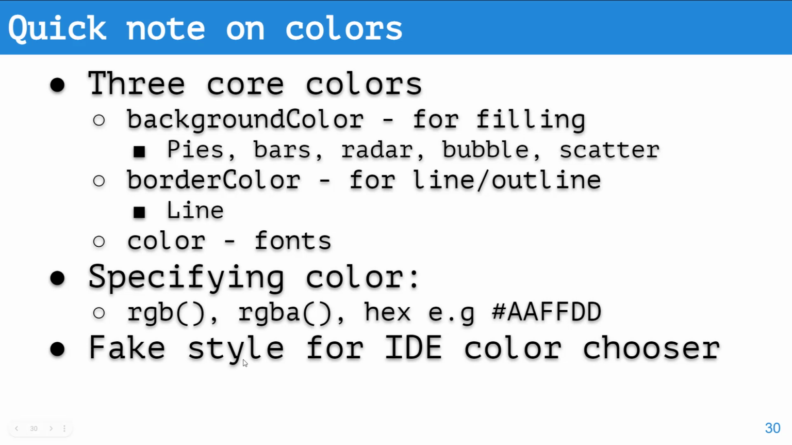If you set a color, it'll put a little square next to it that actually shows you what the color is. And when you click on the square, you get the color chooser. So that's just trying to leverage stuff that's built into the IDE to make it easier on you for picking colors.